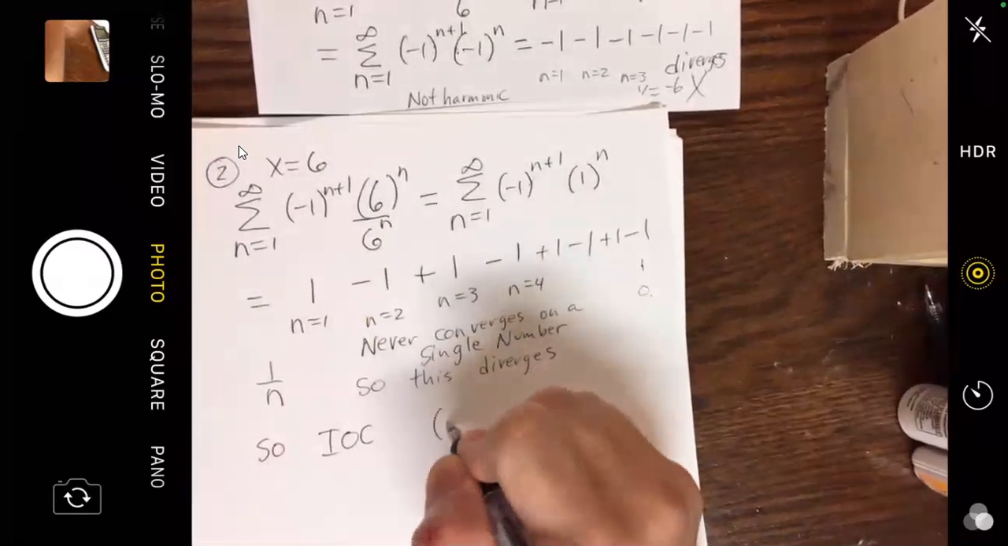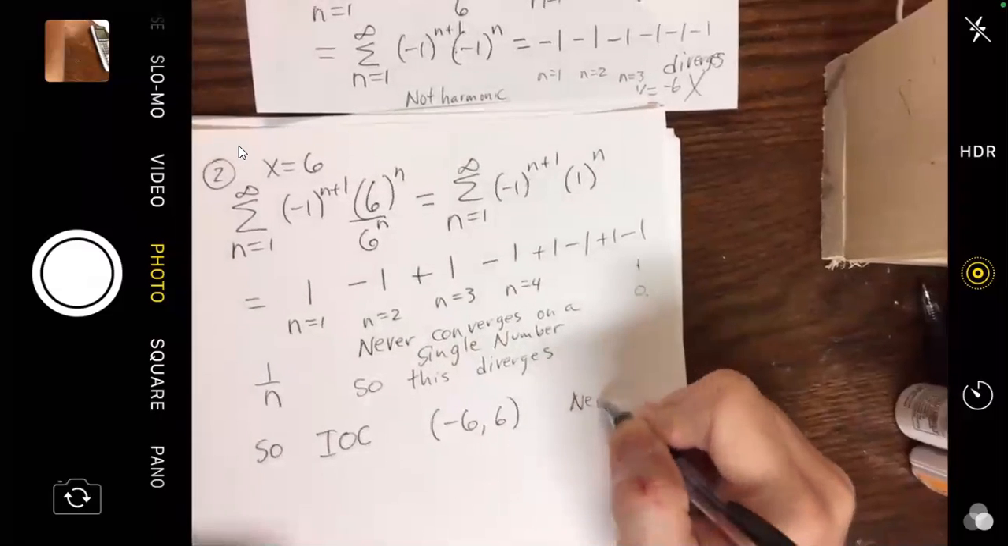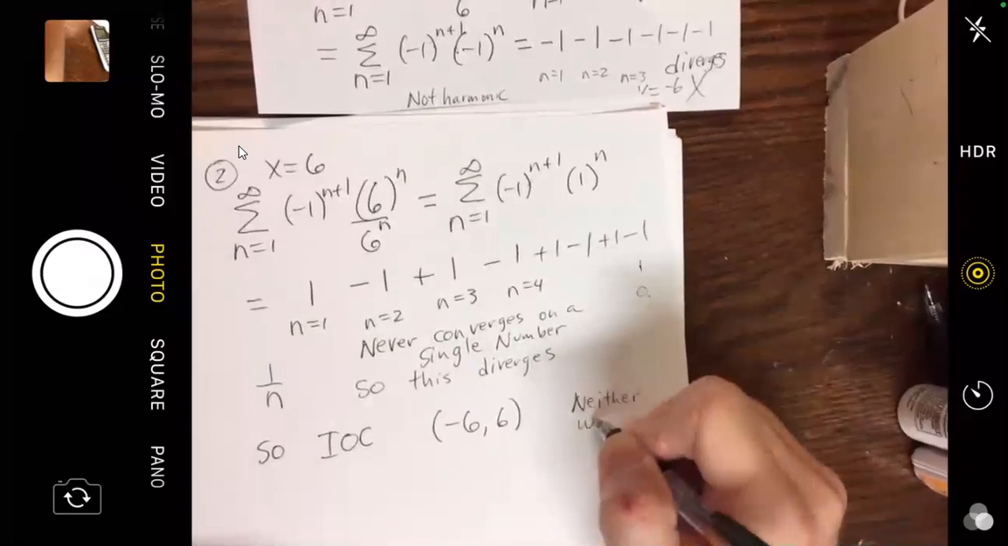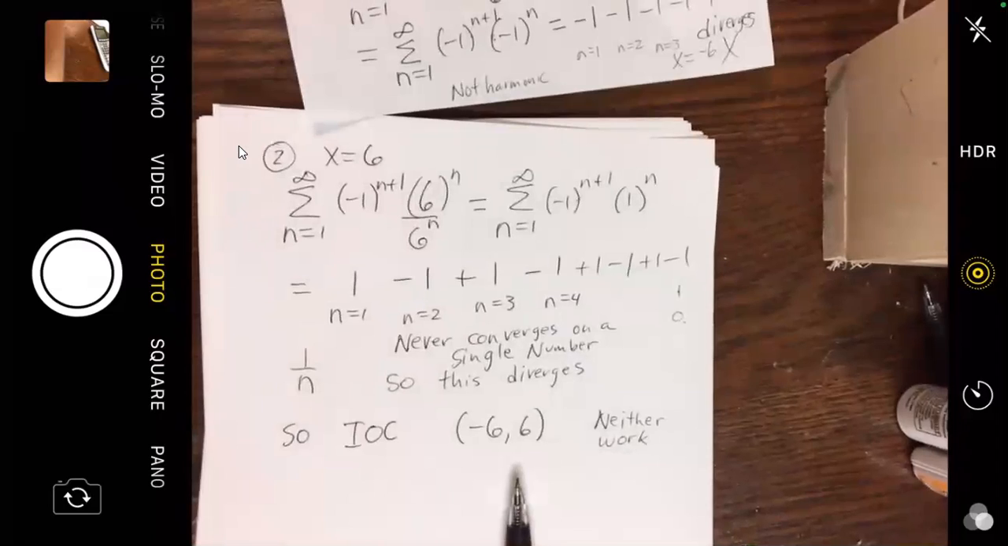So negative 6 and 6, both with parentheses, neither work. Questions about that?